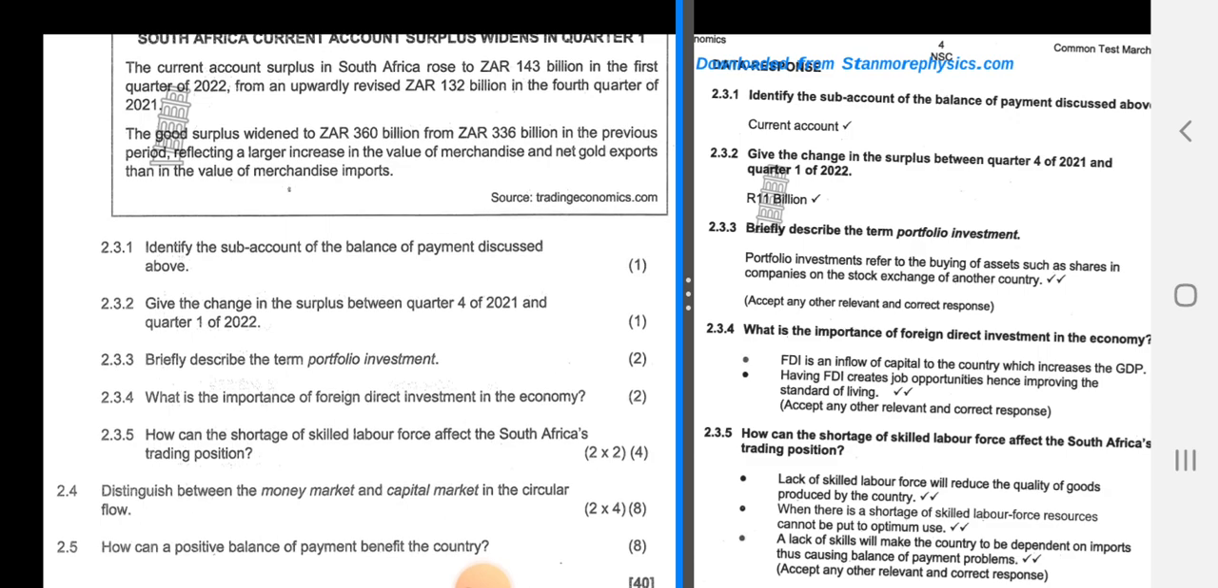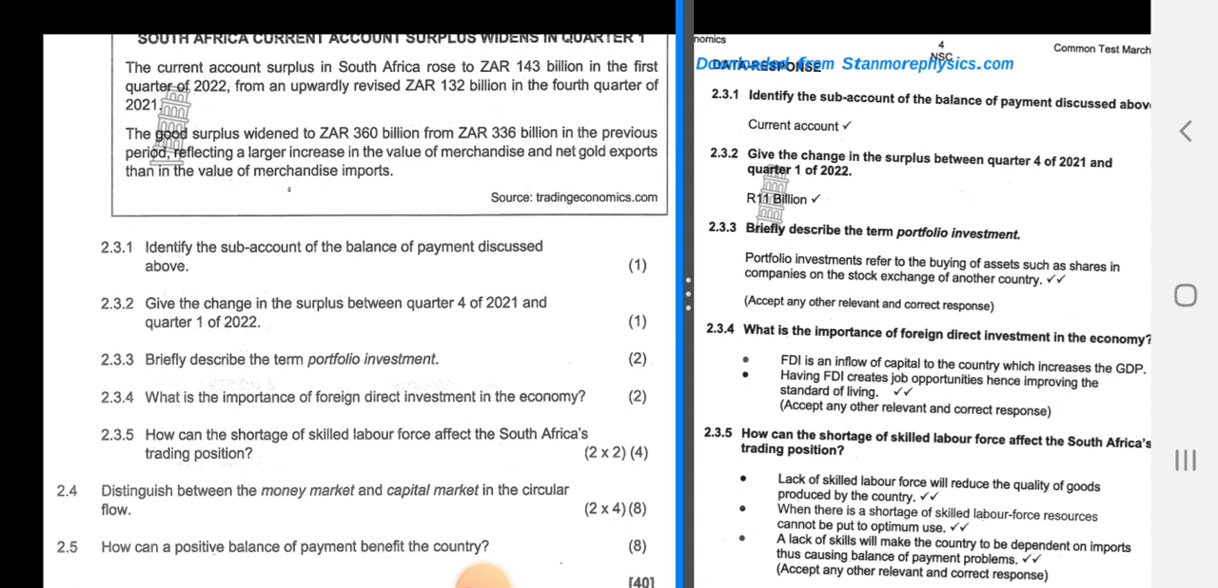So what is the importance of foreign direct investment in the economy? When foreigners are investing in the economy, what is the benefit? What are the benefits? So FDI is an inflow of capital in the country, which increases GDP.